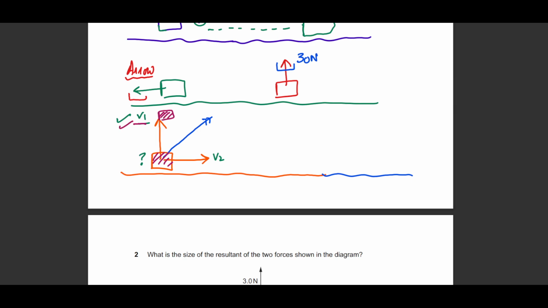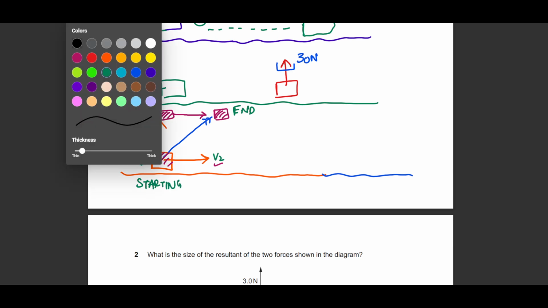Now, once we've taken care of V1, we will be implementing the action of V2. V2 is going to make sure that the object moves in this direction. So after both of these two forces are done acting on it, I can visualize that the object will end up at this location. So this is its end of journey, right? This is where it was starting from, and this is where it's ending.